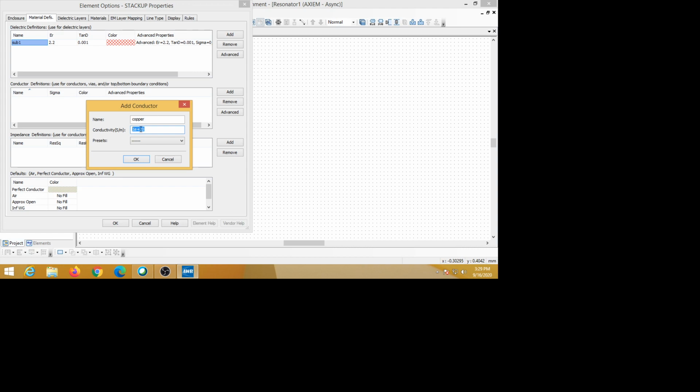But sometimes if you are not sure about the conductivity of the copper, what we can do is, someone may have already defined that material. See in the presets, that is existing already. You go to presets here, they have already defined some materials like copper. Okay, so you can choose it like that also. Because we are using copper, which already exists in the presets, you can choose that copper.